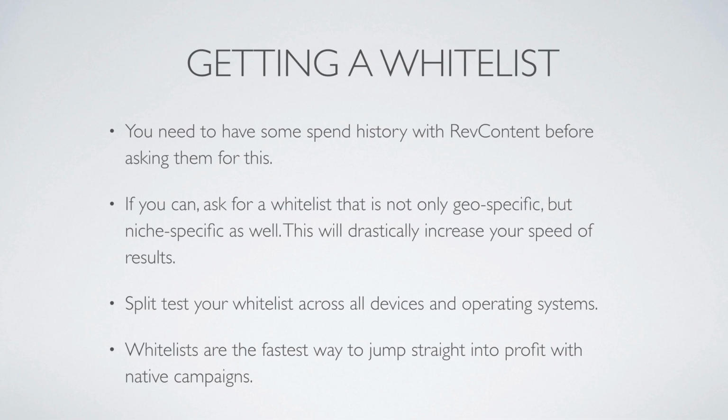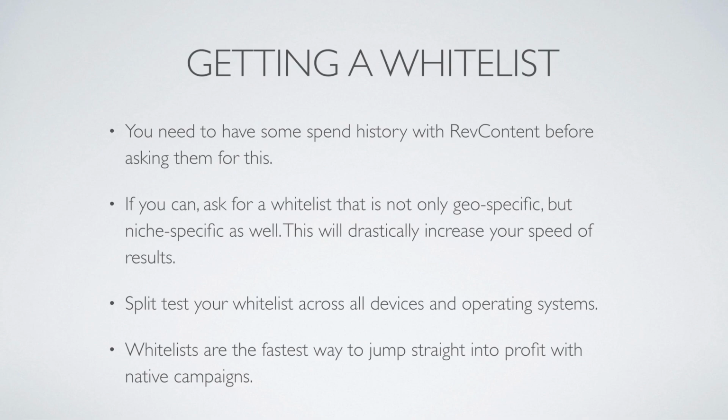So if you can, ask for a whitelist that is not only geo-specific, but niche-specific as well. This is going to drastically increase your speed of results. The reason is that you're going to want to target a specific geo. So if you're targeting, let's say, the United Kingdom, you don't want a whitelist for the United States, you want one for the United Kingdom. You also want a niche-specific one as well. So you don't want a skin or diet whitelist if you're running a refinance offer. So just keep that in mind. Like I said, this is going to drastically increase your speed of results.